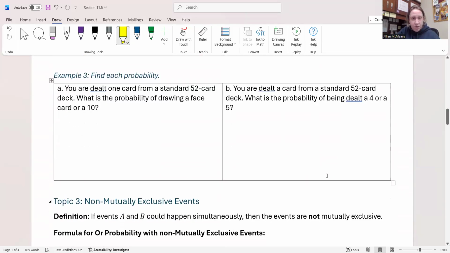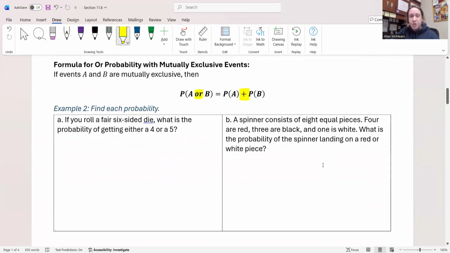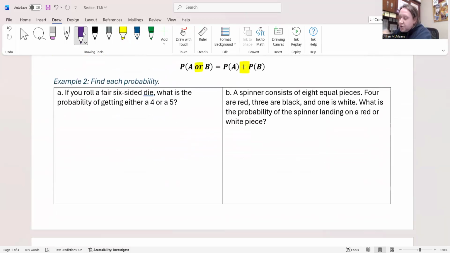Let's look at a couple of examples. We've got two examples, then we're going to go to the non-mutually exclusive events. Example 2 says find each probability. For this worksheet, until I tell you otherwise, if the directions don't specify, assume your answers need to be reduced fractions. It's generally going to be reduced fractions for the theoretical type stuff. When it gets to empirical, it can kind of be either or.